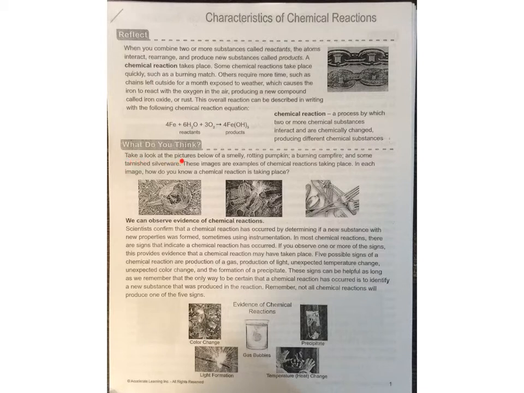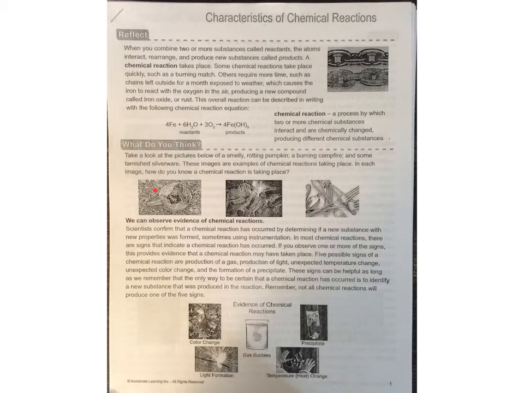Take a look at the pictures below of a smelly, rotting pumpkin, a burning campfire, and some tarnished silverware. These images are examples of chemical reactions taking place. In each image, how do you know a chemical reaction is taking place?